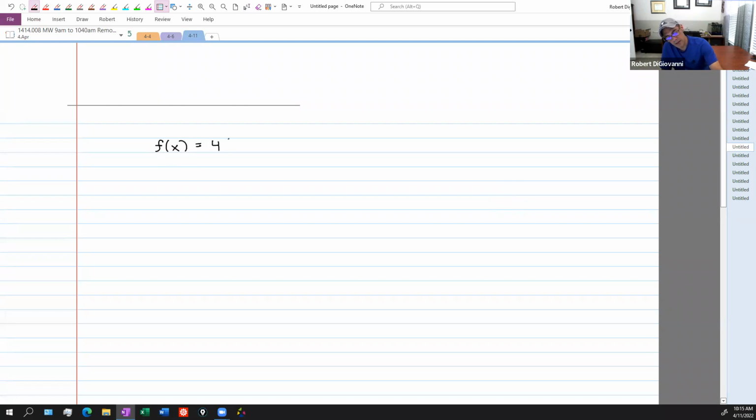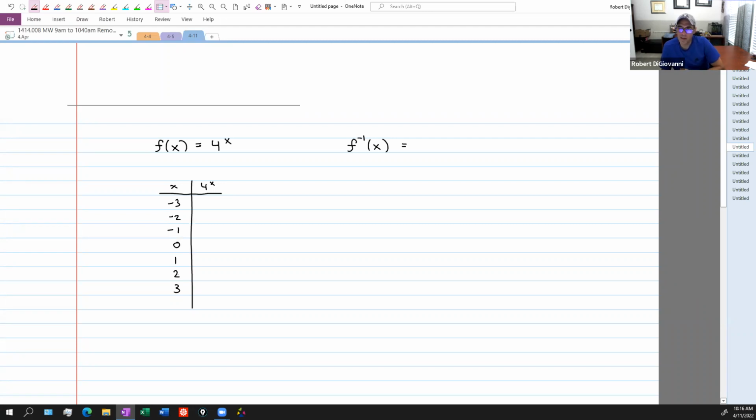equals 4 to the x. That's an exponential function, right? The question is, what is its inverse? Well, we could do our table again, right? We know that this is x, this is 4 to the x. We could go -3, -2, -1, 0, 1, 2, and 3. And then I start plugging in these numbers.